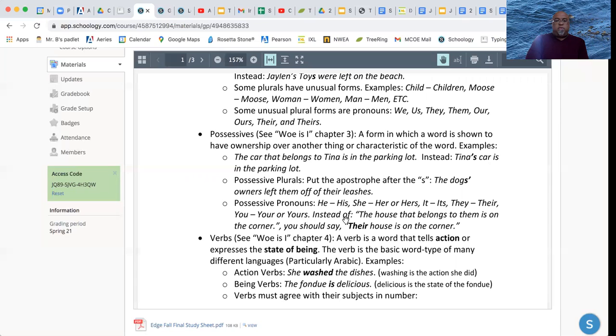And here's an example sentence. Instead of the house that belongs to them is on the corner, you should say their house is on the corner. So again, a possessive shortens the sentence, and that's what pronouns tend to do, is they shorten things.